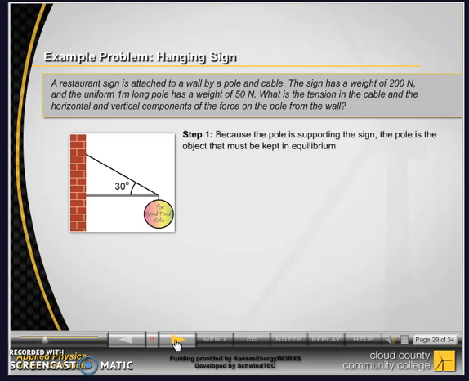Step 1. Because the pole is supporting the sign, the pole is the object that must be kept in equilibrium. Draw a sketch on your own showing the situation. The sketch should look similar to the diagram.